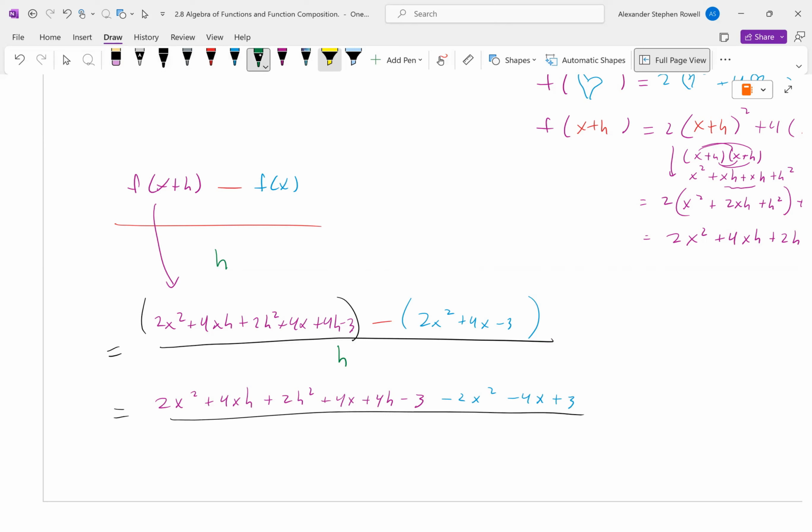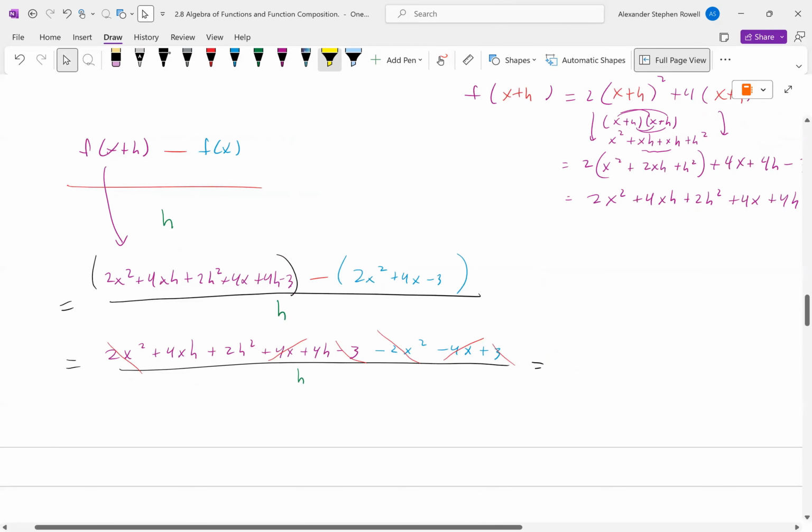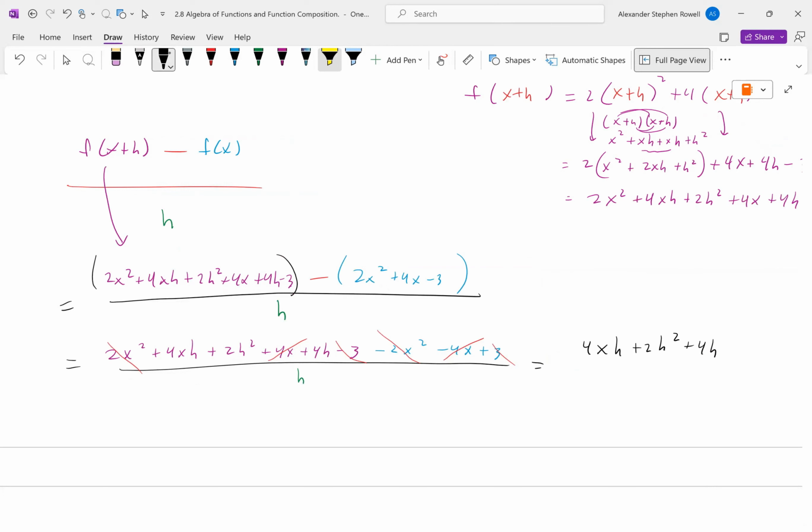Do we have any like terms? Yes. What's 4x plus negative 4x? 0. Any other like terms? 2x squared and negative 2x squared adds to make 0. Any other like terms? Negative 3 plus 3 is 0. So it turns out when you do this, all the terms that don't have any h's are going to cancel. So it looks like 4xh plus 2h squared plus 4h over h.